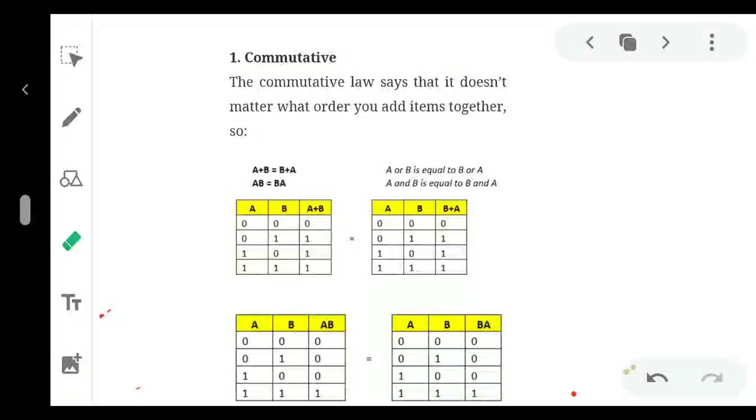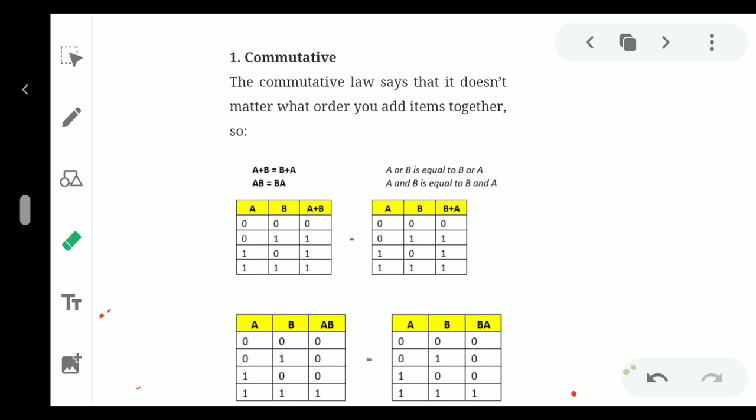Today we will learn about the laws of Boolean algebra. So the first law is the commutative law. In Boolean algebra, addition is commutative. It is given by A plus B equals B plus A. It means that the order in which you add the items together does not matter. According to this law, the order of the OR operation conducted on the variables makes no difference.